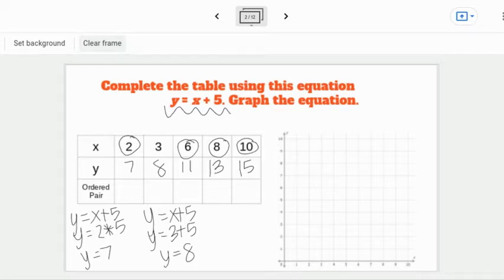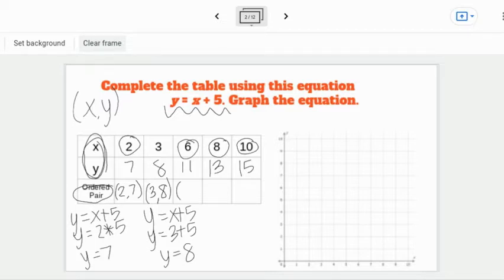So when we talk about ordered pairs, we know we have an x and a y in an ordered pair. That's convenient because right here we have an x and a y. So to turn it into an ordered pair, we simply take our x, which is 2, our y is 7, and we turn it into an ordered pair. In this case, our x is 3, our y is 8. We now have an ordered pair. The same things happen here.